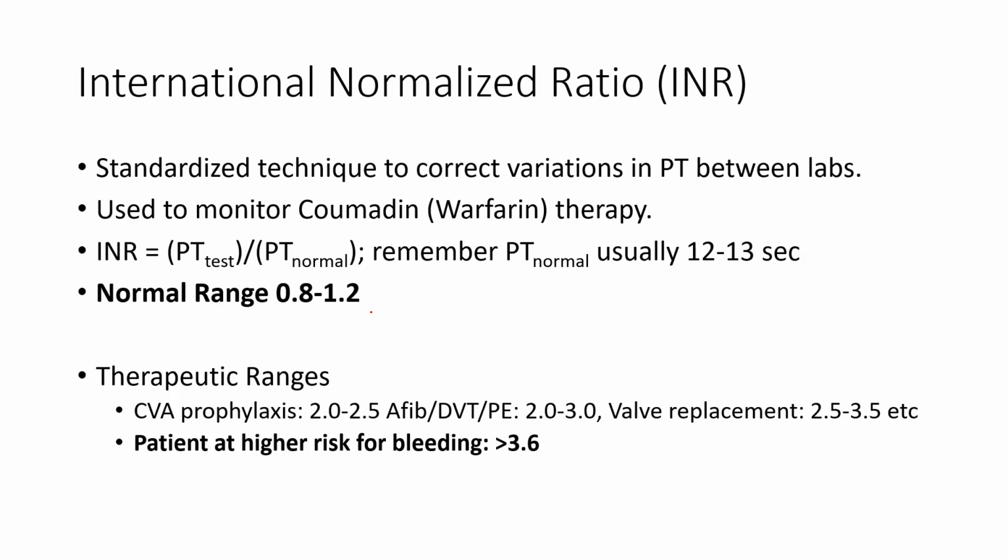Again, therapeutic ranges, we're going to increase the time, usually double it. So for stroke prophylaxis, 2 to 2.5. DVT, pulmonary embolism, 2 to 3. Valve replacements, maybe a little bit higher. Patients above 3.6, right, higher risk for bleeding. There used to be old guidelines that would say anyone above a 6, you would automatically hold, or therapy would be contraindicated. Again, the way we're approaching it now, anyone above 3.6, high risk for bleeding. Factor in other concerns and go by your institutional policy.